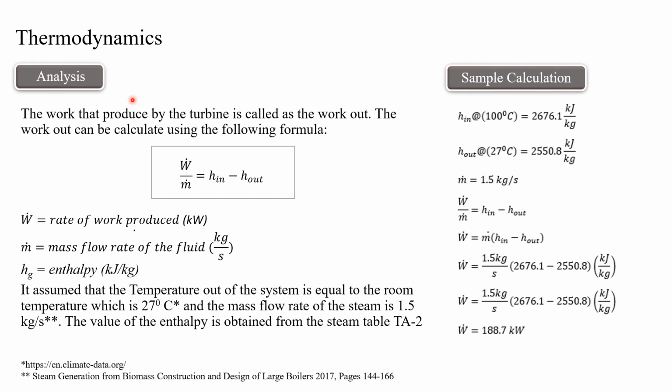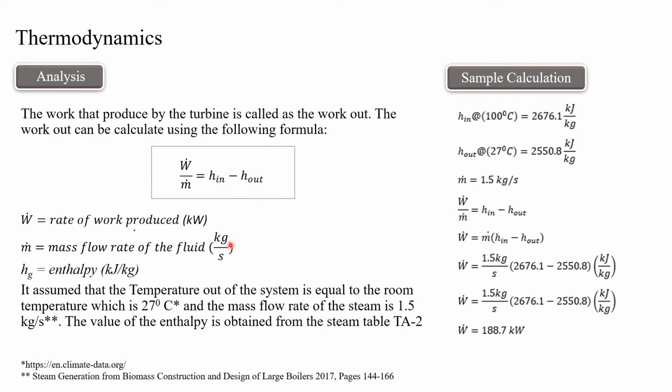The first course that we want to analyze is thermodynamics. We are focusing on the turbine in the steam engine experiments. The work produced by the turbine is called the work output. The work output can be calculated using the formula: the rate of work produced, W dot, is equal to the mass flow rate of the fluid, represented by m dot, times the enthalpy into the system minus the enthalpy out of the system.